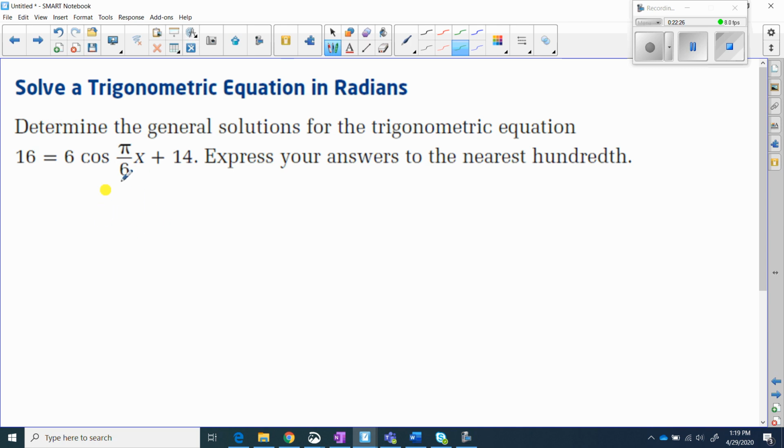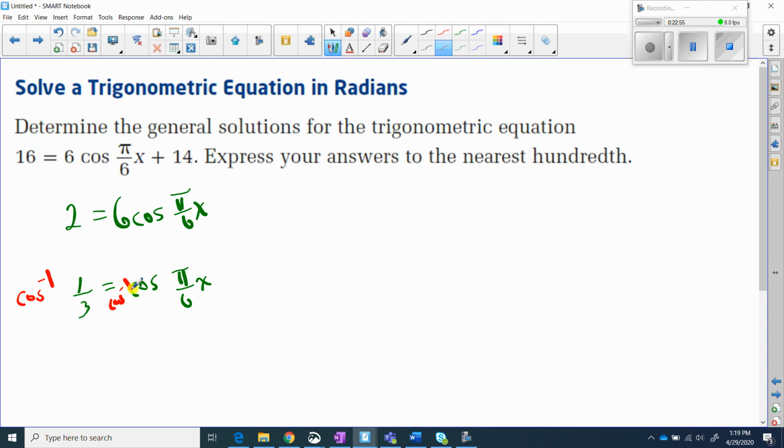So let's isolate first. I want to start moving things around. I'll bring the 14 over here and I'll get 2 equals 6 cosine pi over 6x. Divide both sides by 6. That gets me down to 1/3, right? 2 over 6 equals the cosine of pi over 6x. I want to get rid of cosine, so I have to take the inverse cosine of both sides. So I'm down to the inverse cosine of a third equals pi over 6x.